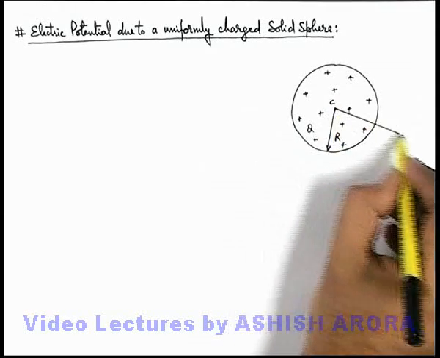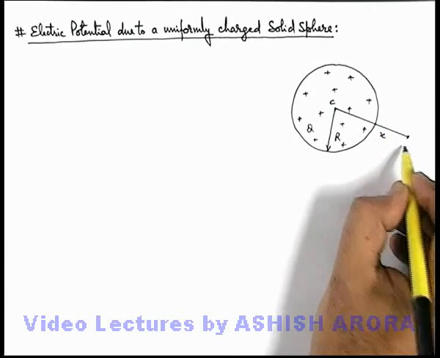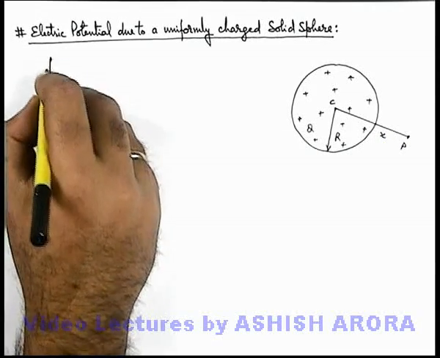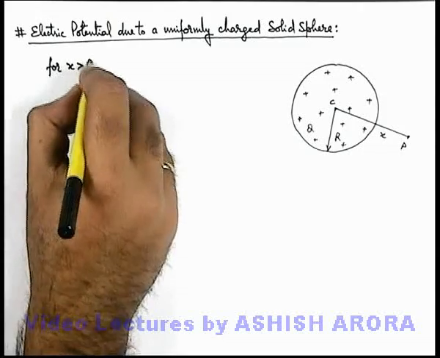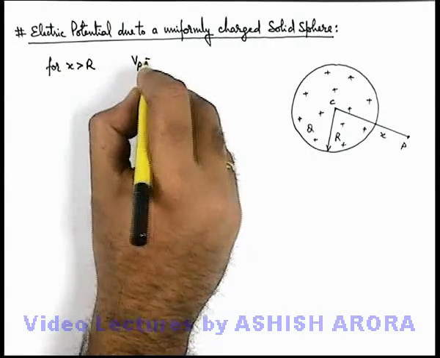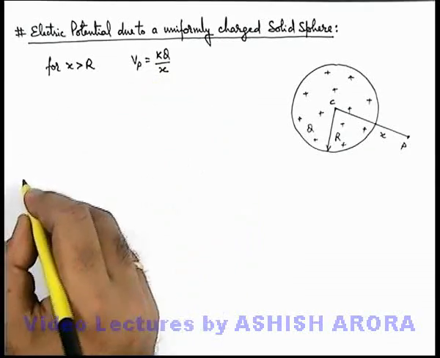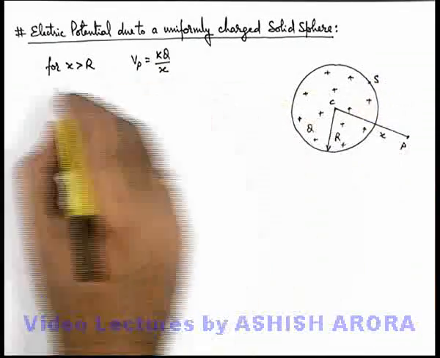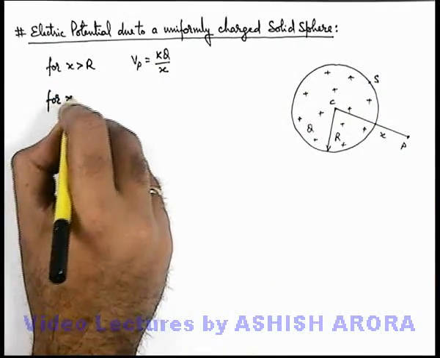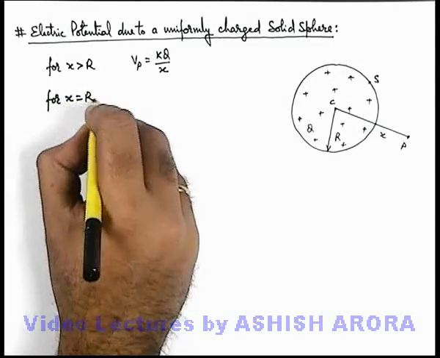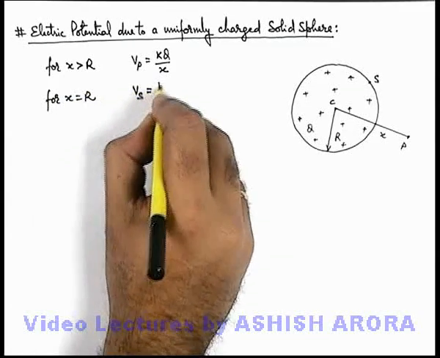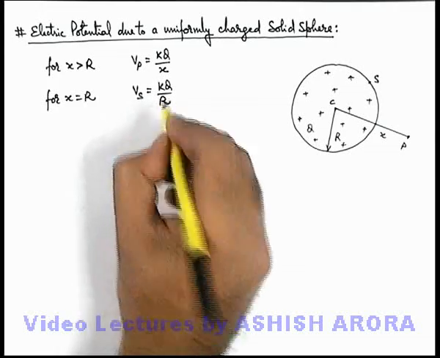So if we calculate the electric potential at a distance x at an outer point, then we can write for x greater than r, the potential at point P can be directly given by the result of a point charge as kq by x. If we talk about a point on the surface, then for x equals r, the potential at the surface we can write as kq by r.